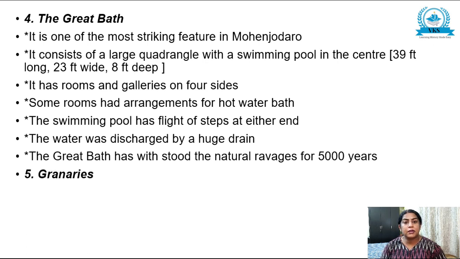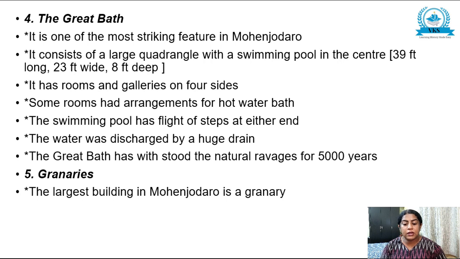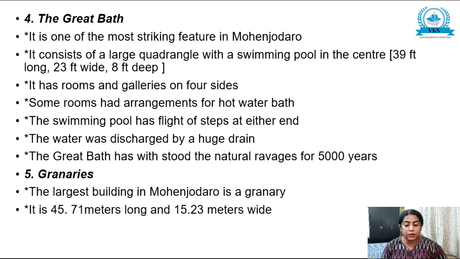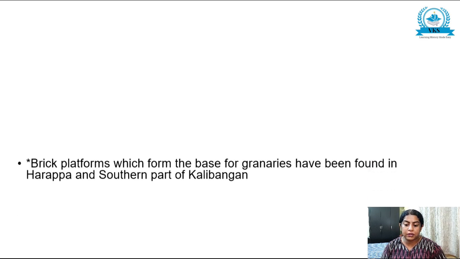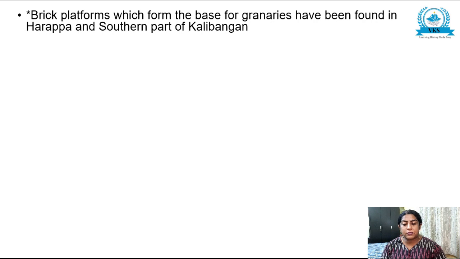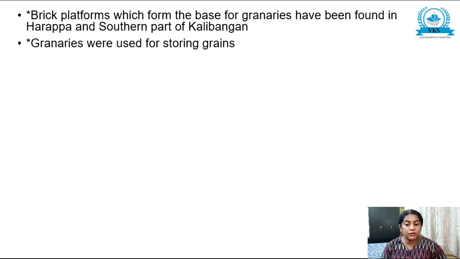The next subheading is about granaries. The largest building in Mohenjo-daro is a granary. It is 45.71 meters long and 15.23 meters wide. Brick platforms which form the base for granaries have been found in Harappa and the southern part of Kalibangan. Granaries were used for storing grains.